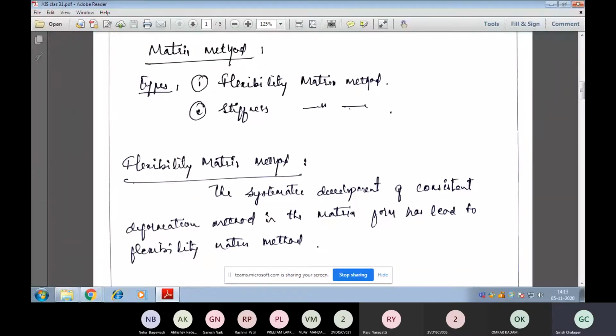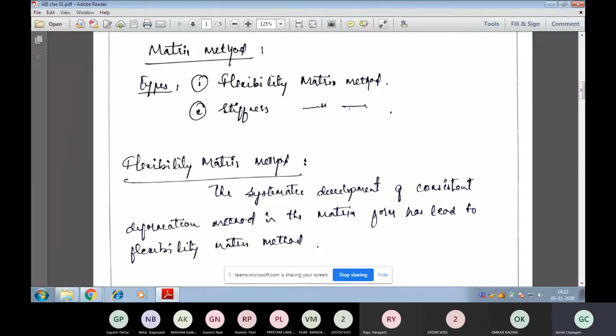Flexibility mainly deals with the improvement of the consistent deformation method. This consistent deformation method was in the 4th semester syllabus for your senior friends, but for your syllabus it has been removed. So the improvement of that consistent deformation method itself is the flexibility method, where the number of unknowns which are more than the equations of equilibrium we call redundant forces.